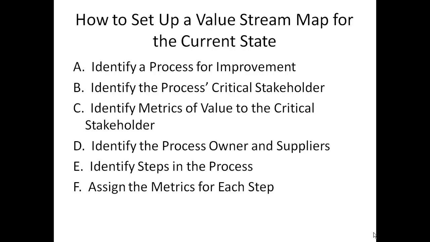Then once the process is identified, the next thing is to figure out who is the critical stakeholder in that process. And then the third thing is to figure out what really matters to that critical stakeholder, and those will become the metrics of value within that process. Another step that's important to do in value stream mapping is to also figure out some of the other actors who are involved with the particular process at hand.